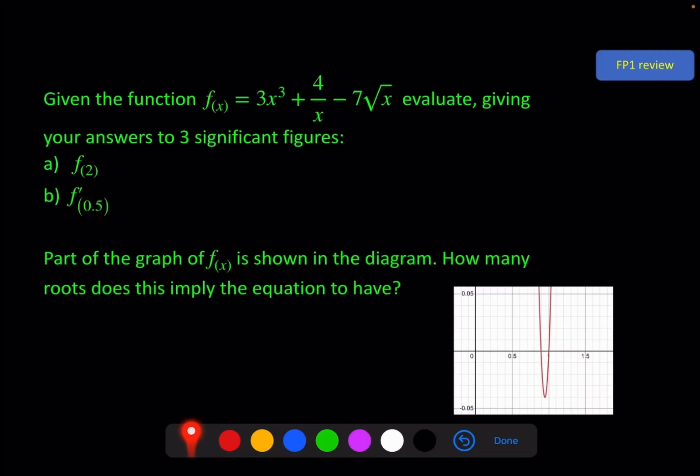Hello and welcome to the first video of the FP1 chapter Numerical Solutions to Equations. On the screen as usual is a starter question to get you ready for this video. Pause the video now if you've got time and give this a go.